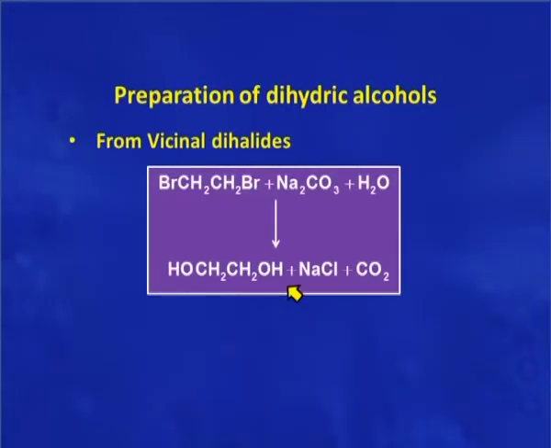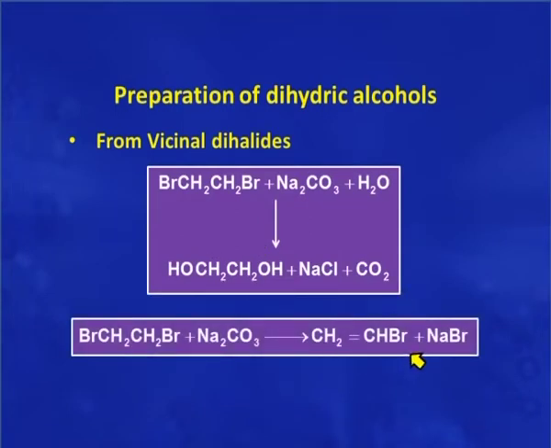Ethylene glycol can be prepared from vicinal dihalides. Vicinal dihalides are the molecules where two halogen atoms are present on adjacent carbon atoms. For example, ethylene dibromide, when treated with aqueous sodium carbonate solution, produces ethylene glycol. The yield of ethylene glycol here is quite low because in this reaction a byproduct, vinyl bromide, is also formed, and that reduces the yield of ethylene glycol.